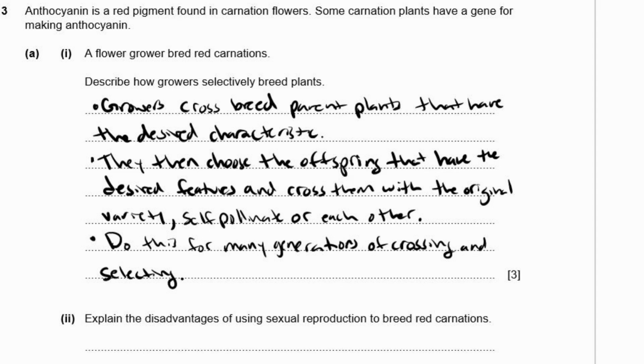You can also put in any other details. You can describe how they bag the flowers, how they transfer the pollen with a paintbrush, how they collect the seeds, but those are the main points.